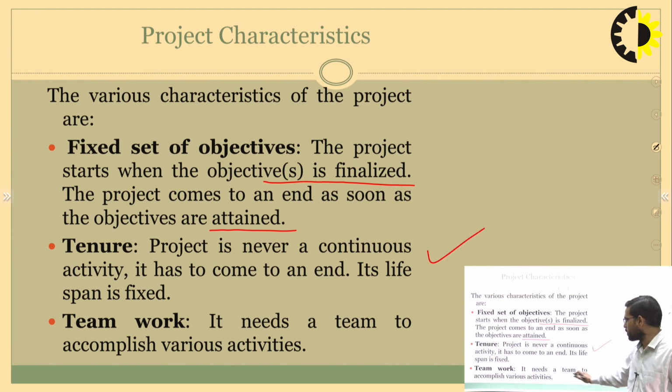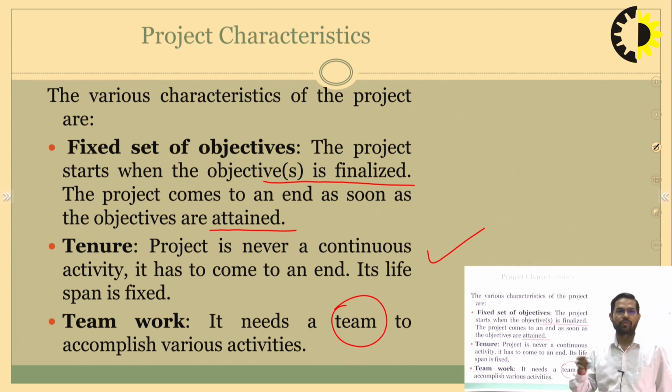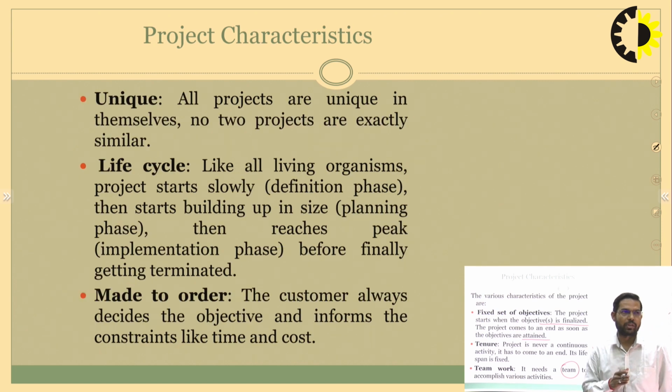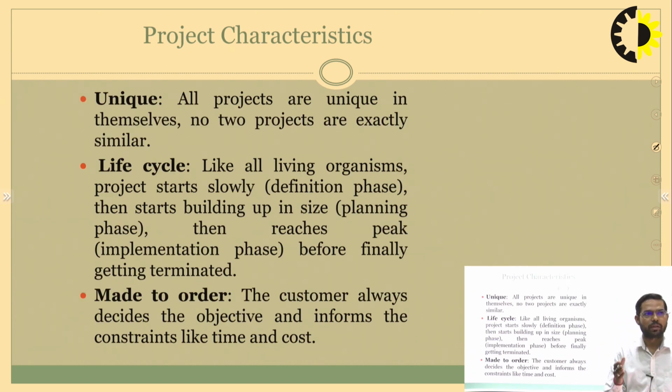Teamwork: it needs a team to accomplish various activities. Every project has different activities, like a government. They have the defense minister, the finance minister, the home minister, the aviation minister, the telecommunication minister. Same like a project, some have a tester, some have a coder, some have front end design, some have back end design. So different teams have different activities. Unique: all projects are unique in themselves. No two projects are exactly similar.